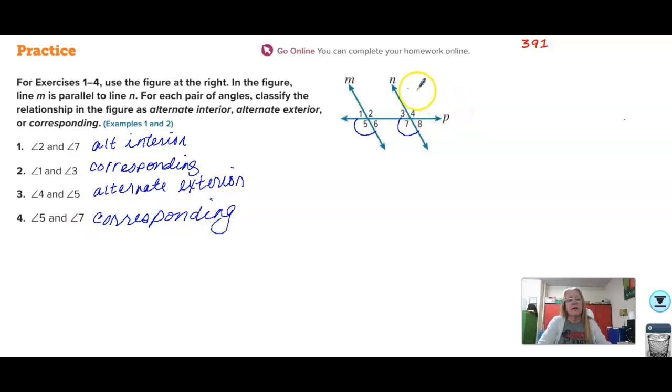Corresponding. Okay, now here's how you know. If they're going to be alternate interior or alternate exterior, they're on opposite sides of the transversal. If it's going to be corresponding, they're going to be on the same side of the transversal. So that's kind of a tip.